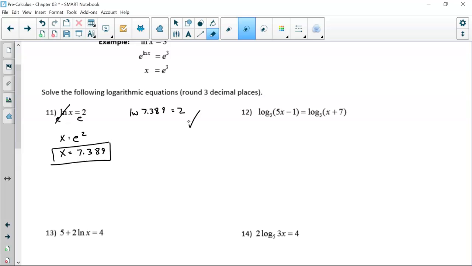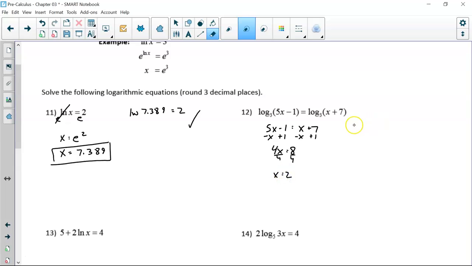For number 12, looking at this, they both have the same log base. We can use the one-to-one property. We don't have to do a whole lot of extra work here. So we're left with, using one-to-one, 5x minus 1 equals x plus 7. Nice linear equation. Subtract x from both sides, add 1 to both sides. So 4x equals 8. Divide both sides by 4, x equals 2.